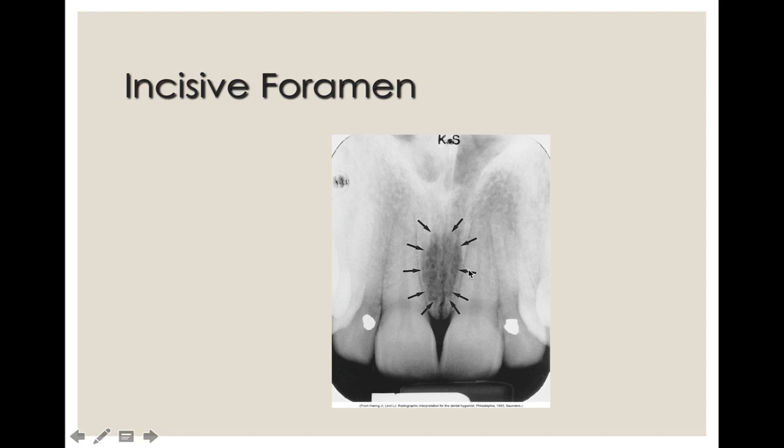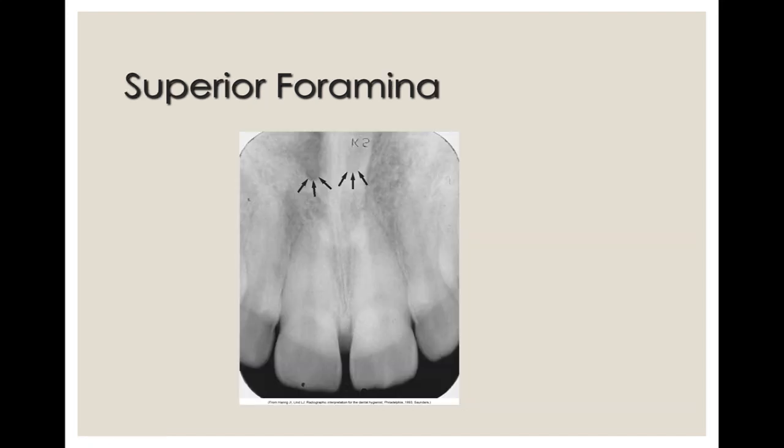And visible just above the incisive foramen is your superior foramina of the incisive canal. This is going to be two tiny openings or holes in bone that are located on the floor of the nasal cavity, and they join together to form the incisive canal. So you can see here are our superior foramina, just above where our incisive foramen would be.